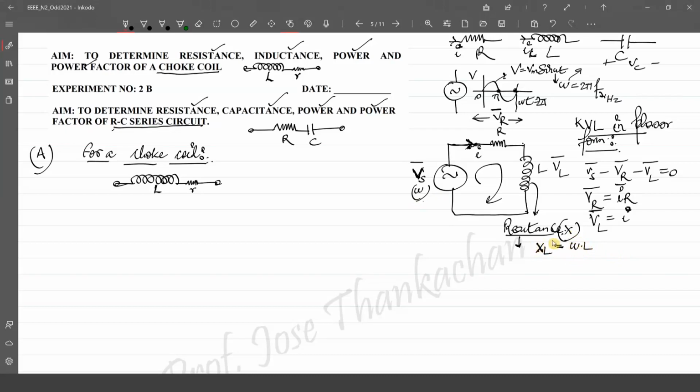Similarly, a capacitor will also have some reactance. What is the reactance? Reactance is the opposition offered by the capacitor for the flow of current through it. We call this Xc, the capacitive reactance, and it is written as 1 by omega c, that is, 1 divided by omega c. It has a value which is inversely proportional to omega. So these are some things you should remember now.